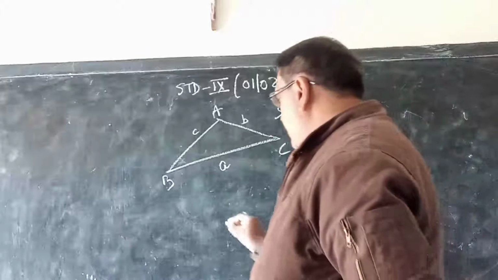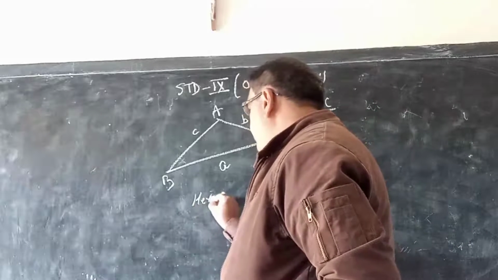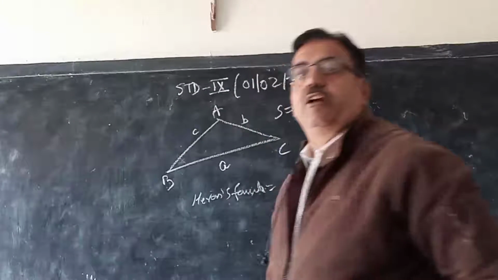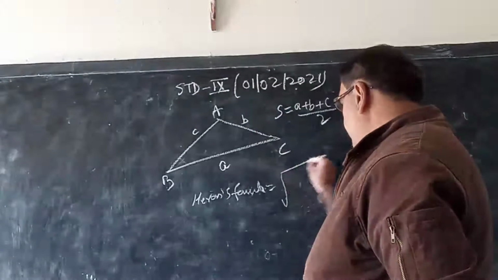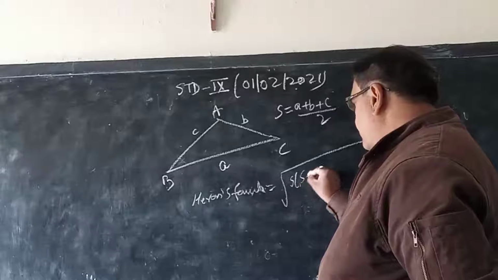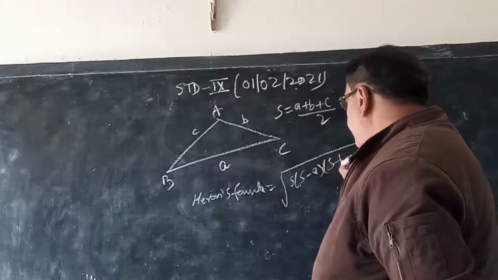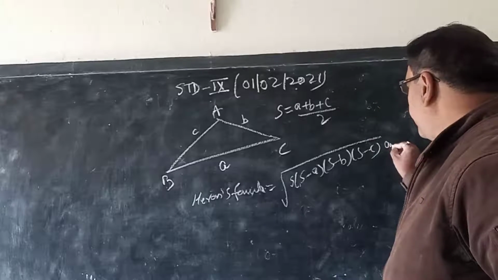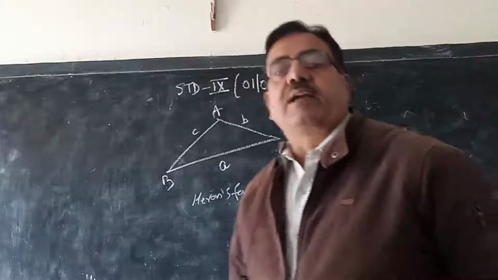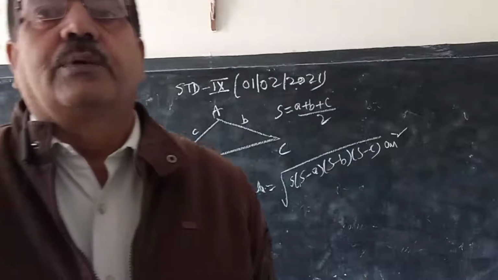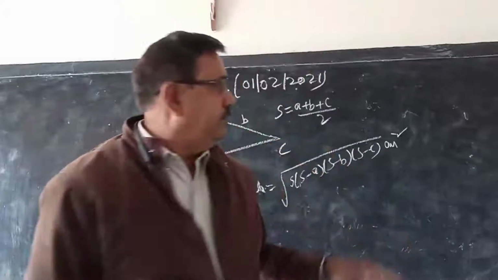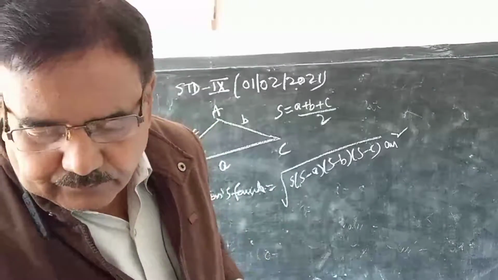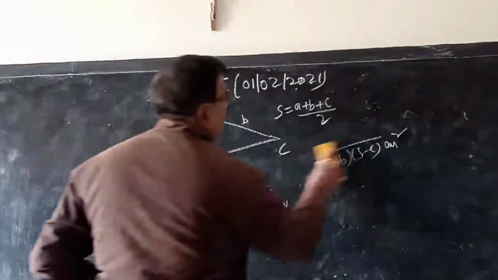Now there is Heron's formula, to find the area of the scalene triangle. Area is root of S into S minus a, into S minus b, into S minus c. This is the formula to find the area of a triangle when the triangle is scalene. First of all, we have to find the semi-perimeter, then use this formula. This is known as Heron's formula. Now take an example.